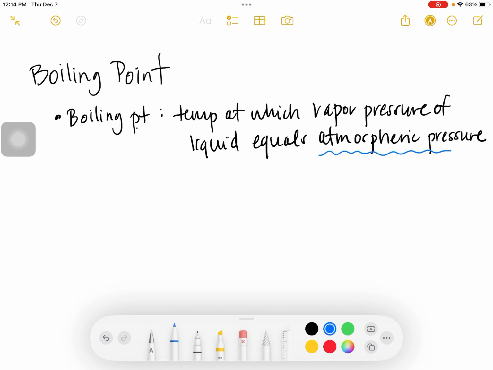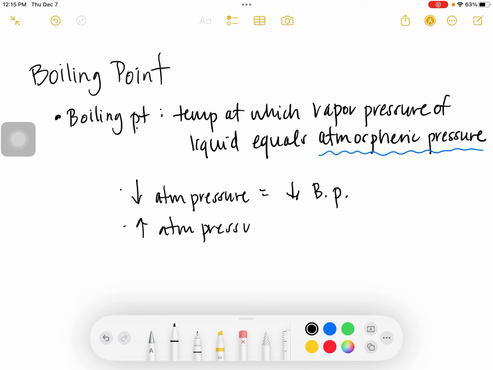And so this being the key, that boiling point depends on atmospheric pressure. And if you want to talk about that in terms of location and where you are on Earth, then we can expand that one step further and say that boiling point is going to depend on what elevation you're at. And that's because if you decrease the atmospheric pressure, then you're going to decrease the boiling point. And then the opposite of that is true. If the atmospheric pressure is higher, it's going to raise the boiling point.